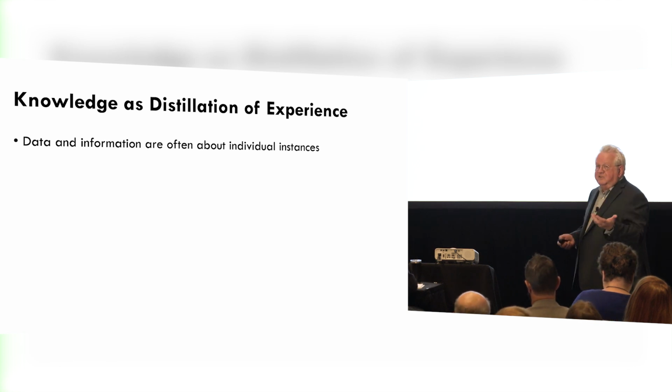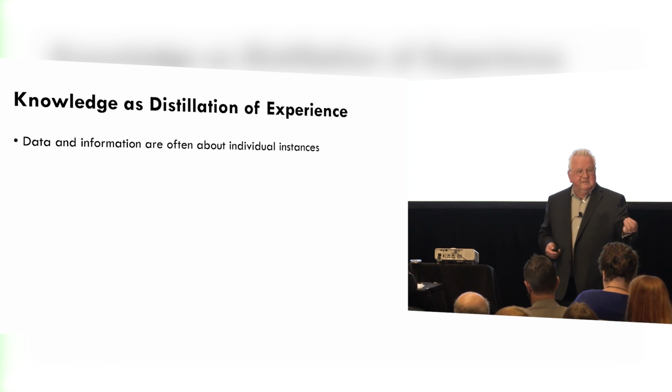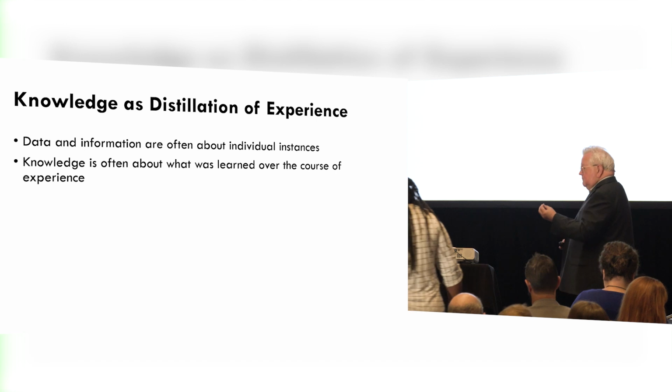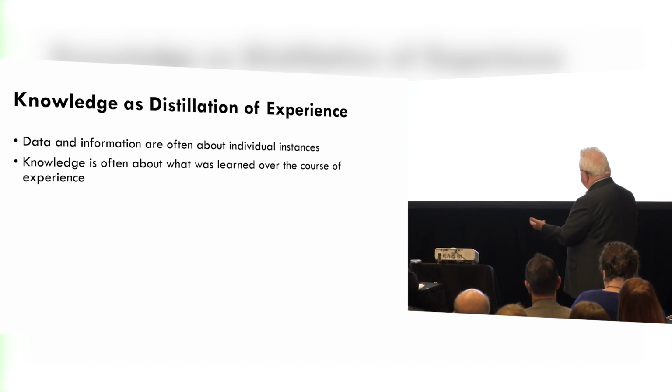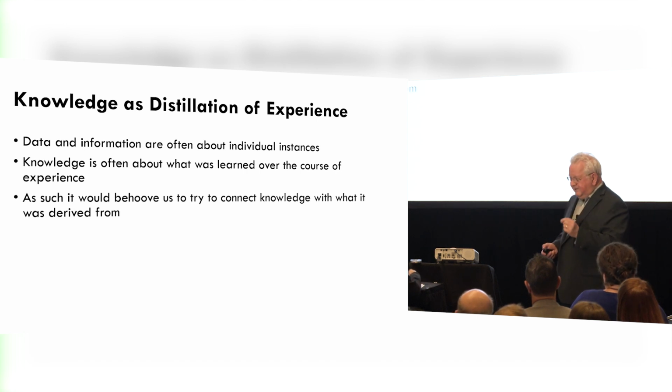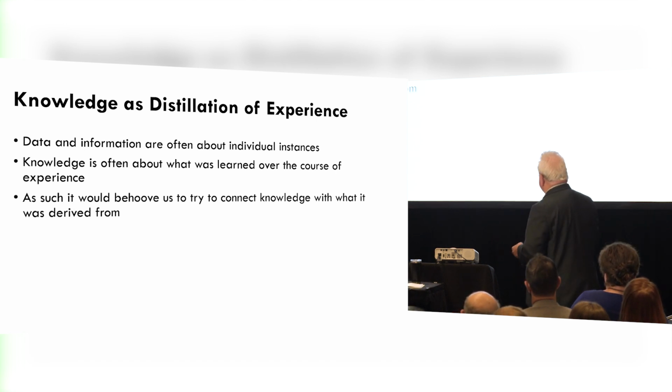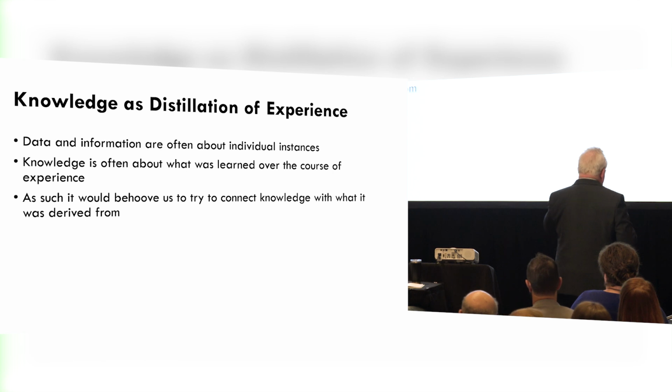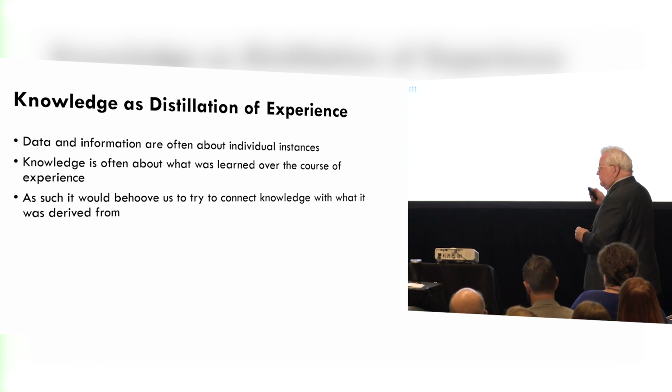So, that's why they're disconnected. Data and information are usually about these real-world instances. We've got some data about something, whereas knowledge is usually about what we learned. It sounds sort of self-evident, but I had a tough time finding it actually expressed that way anywhere. But that means it would be pretty cool to connect our data with our knowledge.